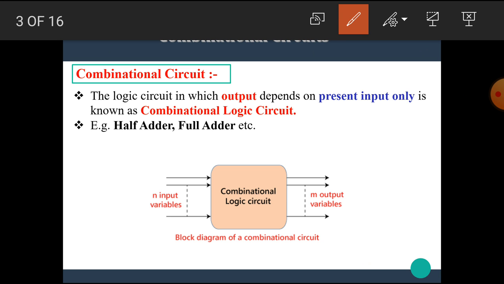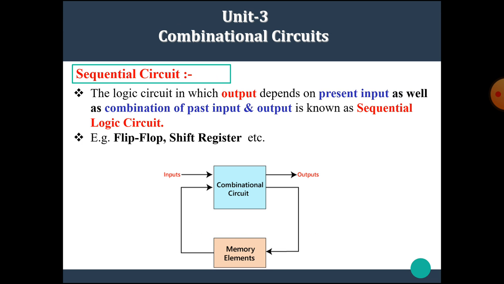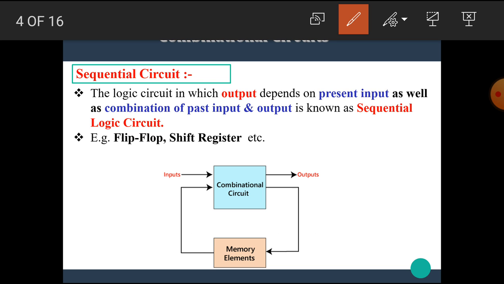First of all, we have to know what is meant by combinational circuit and sequential circuit. Let's see what is meant by the combinational circuit. The logic circuit in which its output depends on present input only is known as the combinational logic circuit. For example, half adder and full adder are examples of the combinational circuit. That means the combinational circuit is a logic circuit in which its output depends only on the present value of the inputs.